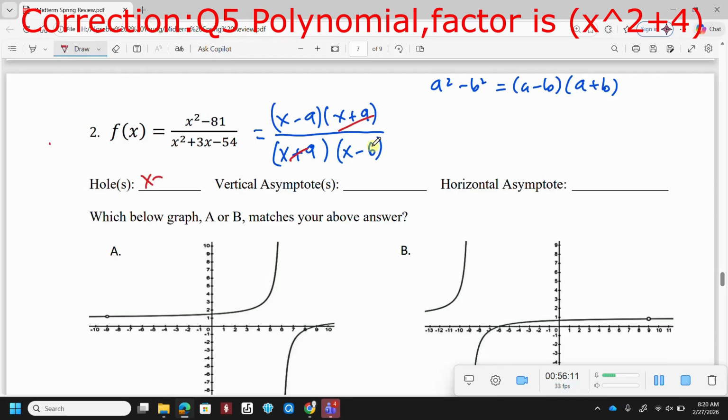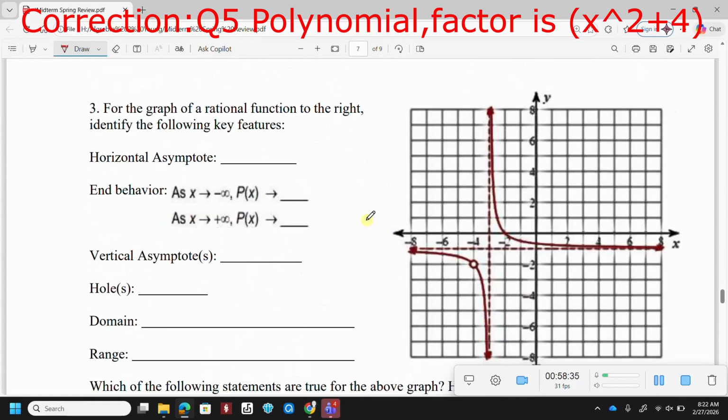So that means x equals -9 is a hole. The vertical asymptote would be x minus 6 equals 0, so x equals 6. For the horizontal asymptote, these two have the same degree, and you have coefficients of 1, so the horizontal asymptote is y equals 1. So what about the horizontal one for this? What number is this? 2, so it's -1 there.